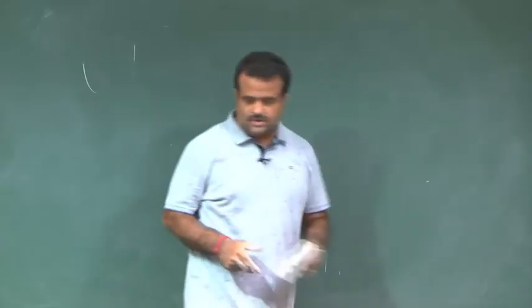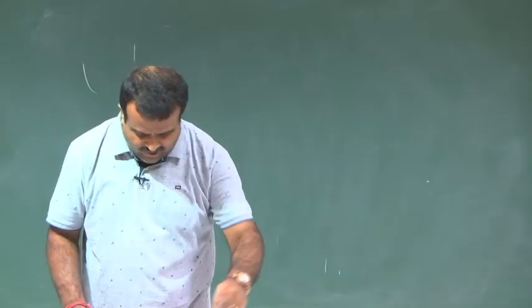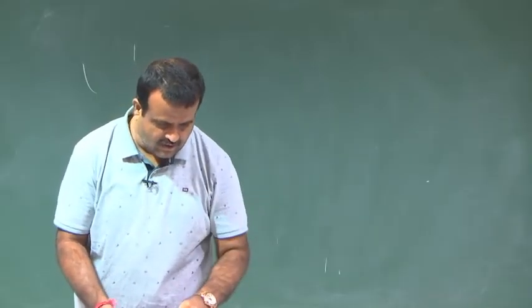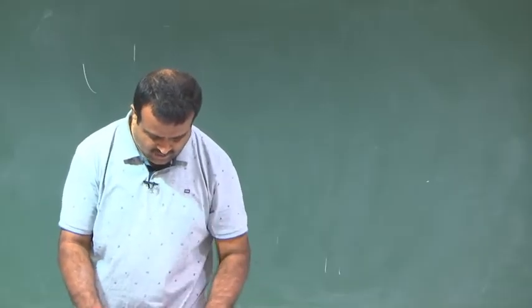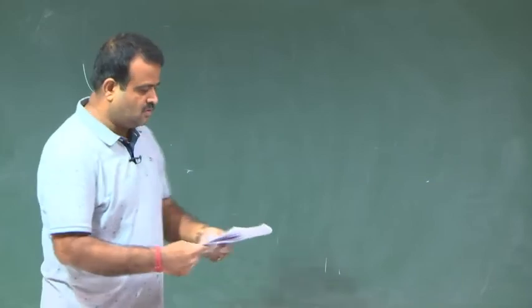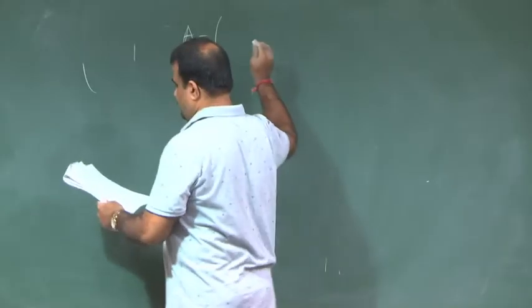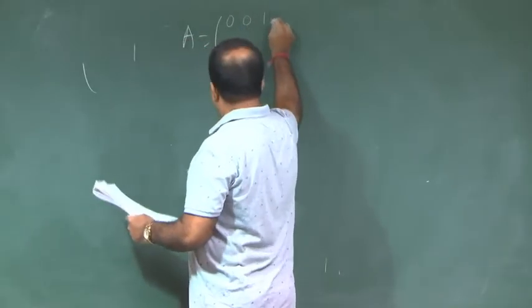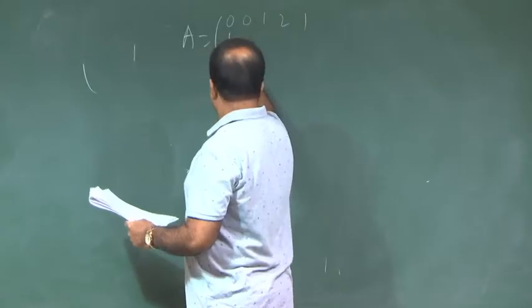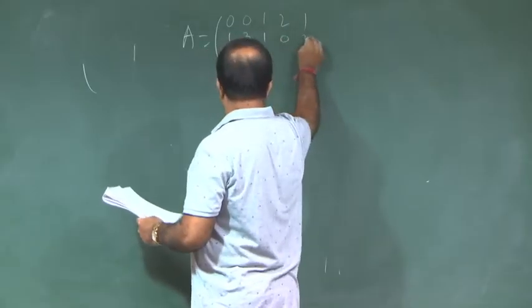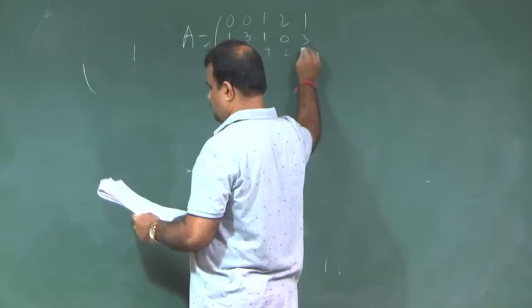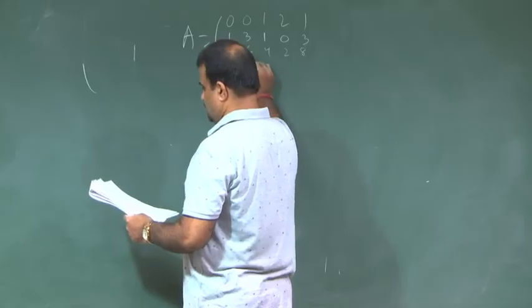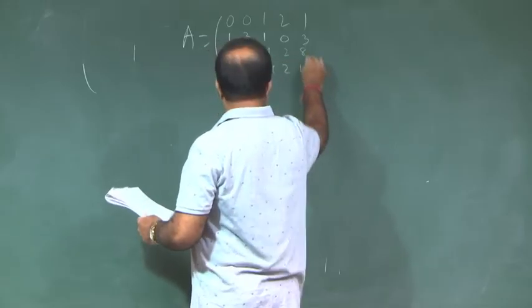Now, just to give a quick example, let me check whether I have an example of the normal form. Suppose we have a matrix 0 0 1 2 1, 1 3 1 0 3, 2 6 4 2 3, 4 2 8 3 9, 4 2 10.